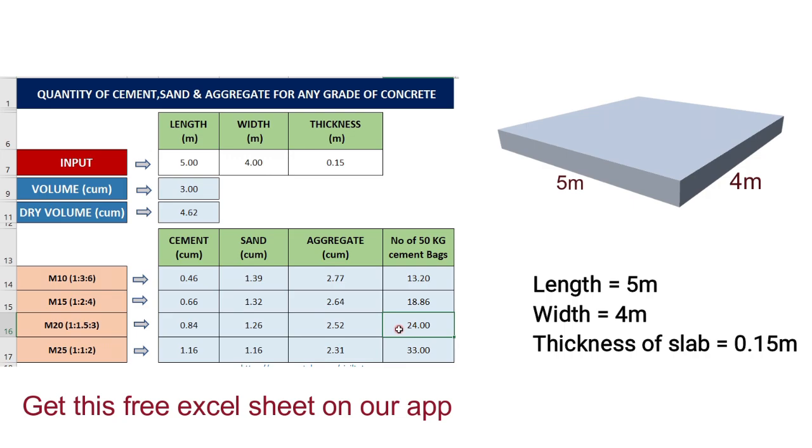And in case we are using M25 grade of concrete, the number of cement bags will be 33, aggregate volume will be 2.31, sand volume 1.16, and the volume of cement will be 1.16.